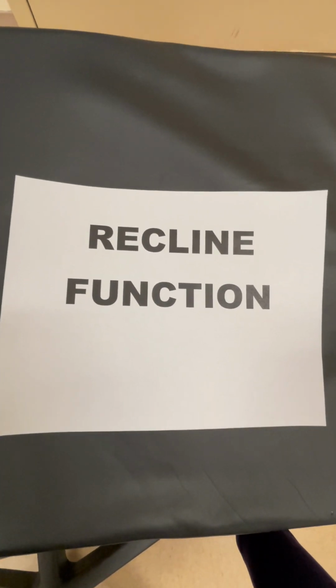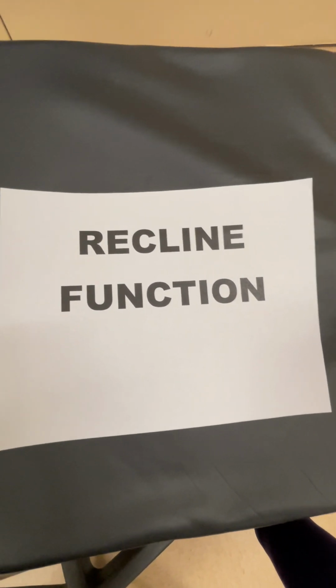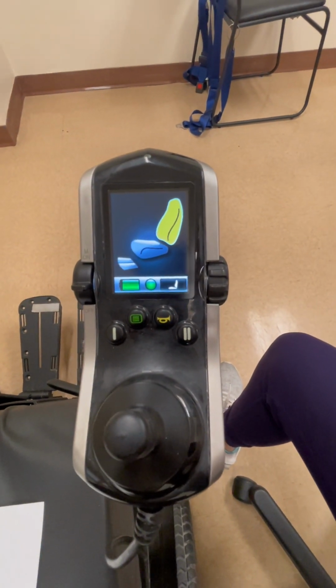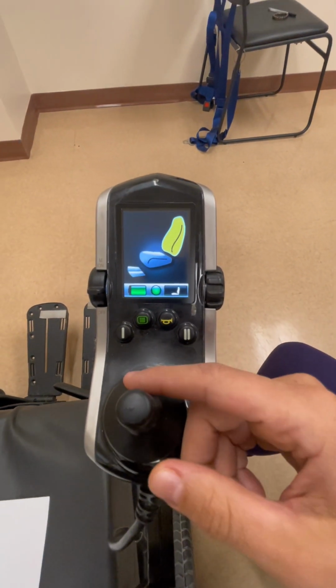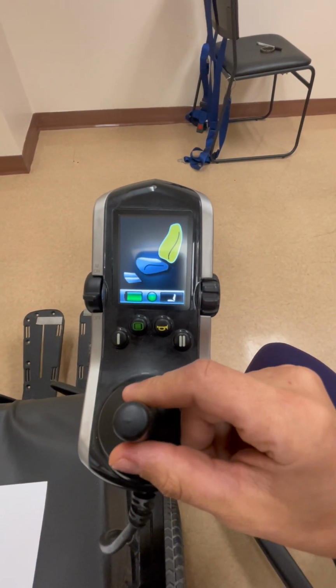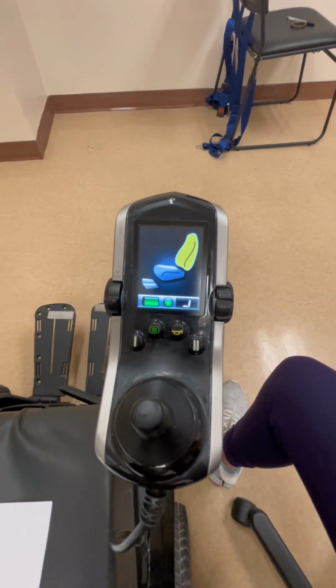To utilize the recline function of this power wheelchair, first ensure you're in the correct mode, as demonstrated by the lit up yellow backrest on this display. Next, pull back on the joystick to recline the seat back, and push forward on the joystick to return the seat back to upright position.